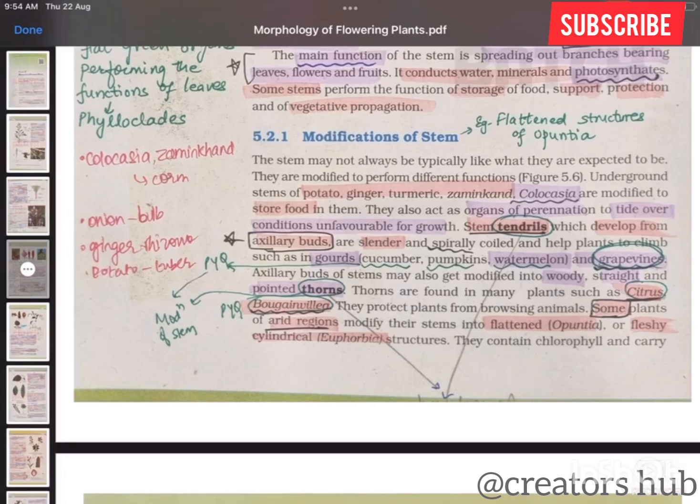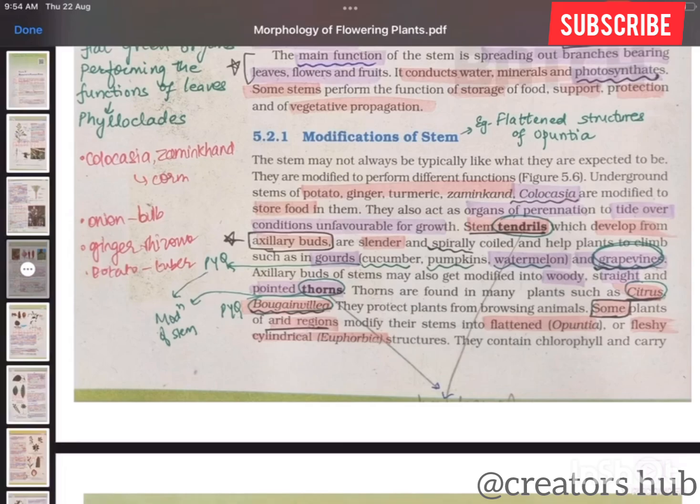Stem tendrils, which develop from axillary bud, are slender, spirally coiled, and help plants to climb, such as in gourds, cucumber, pumpkin, watermelon, and grapevines. Axillary buds of stems may also get modified into woody, straight, and pointed thorns. Thorns are found in many plants, such as Citrus, Bougainvillea. They protect plants from browsing animals.